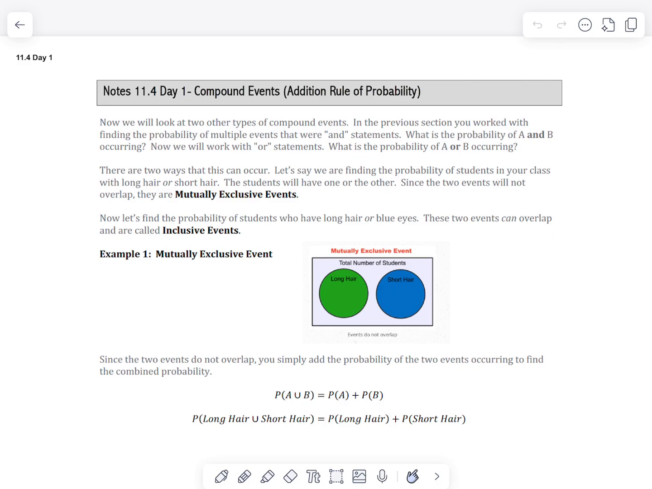Let's consider finding the probability of students in your class with long or short hair. The students will have one or the other. Since the two events will not overlap, they are considered mutually exclusive. And so there's an example here of a Venn diagram where you have long hair in the green circle, and then in the blue circle is your short hair. You have one or the other. So what we do is we just add the two events together.